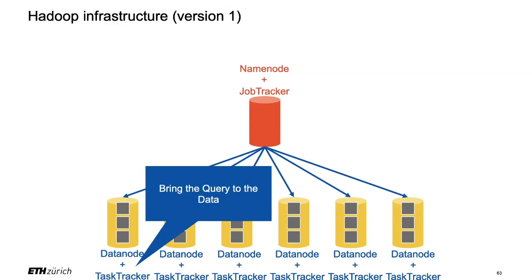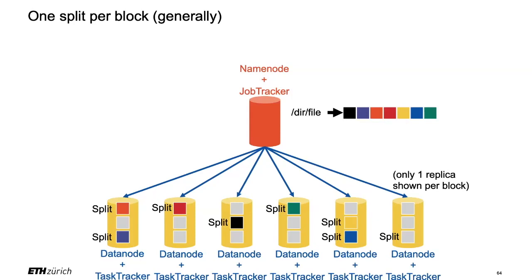That means, where is the data? It's sitting on the worker nodes here with the data node processes. Where should you query it? Well, on the same machines. So you just bring the query there and execute the query on the same machine where the data is actually physically. So this is bring the query to the data.